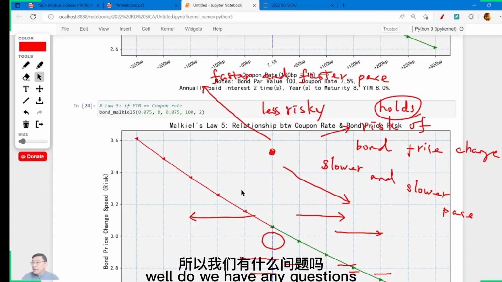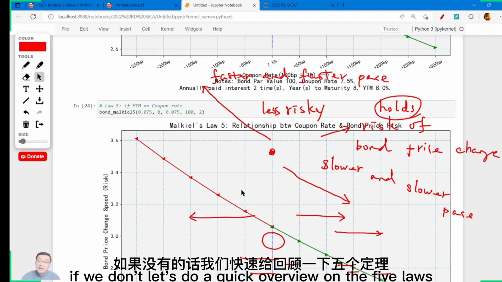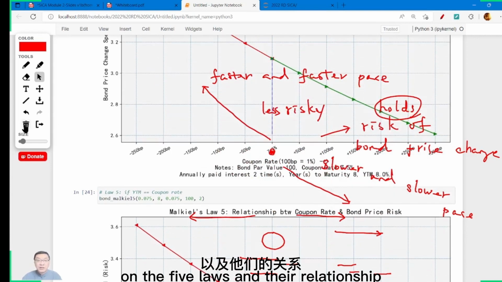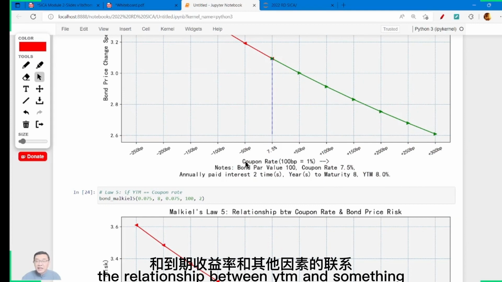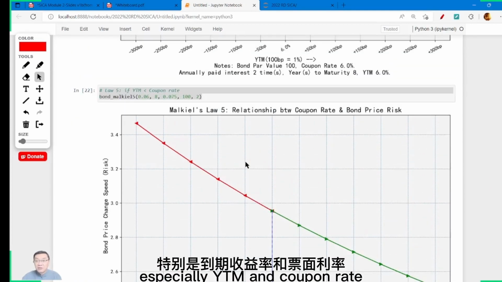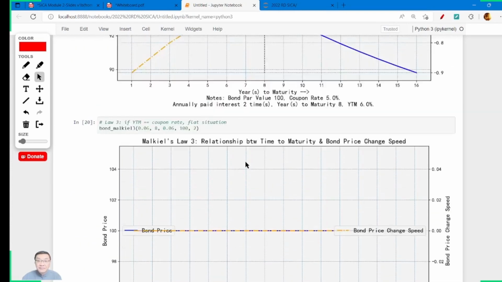Well, do we have any questions? If we don't, let's do a quick overview of the 5 laws and their relationship to the relationship between YTM and coupon rate. Let's look from the first one.